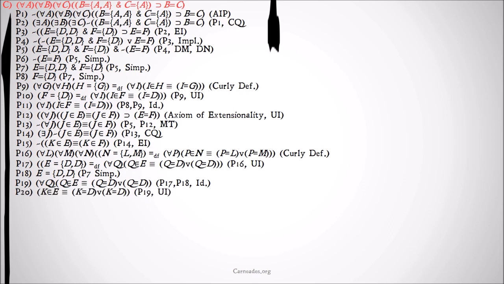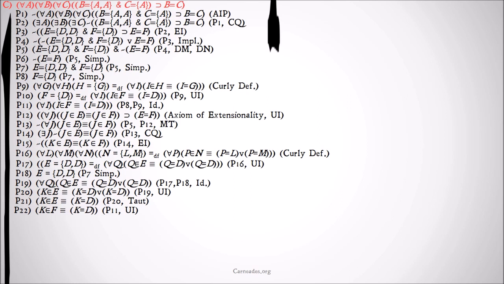So now we have, from premise 19, universal instantiation, we're instantiating our Q to a K. Maybe I wanted them to sound similar. Q, K, who knows? K is a member of E is materially equivalent to either K equals D or K equals D. We can use tautology to simplify that further, remembering that tautology is a rule of replacement, so we can do it inside parentheses, and simplify K equals D or K equals D down to just K equals D.